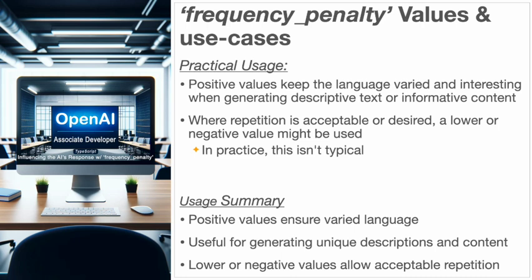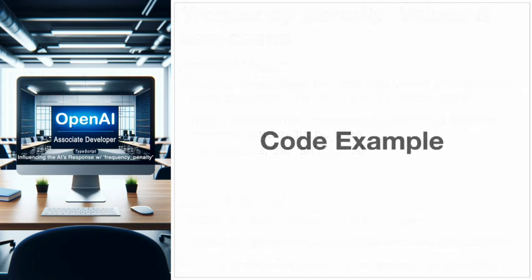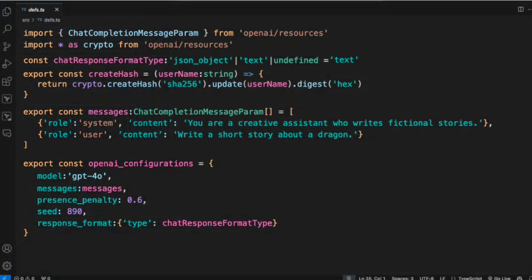Let's take a look at how to incorporate the frequency penalty property into our OpenAI configuration object. Back in our defs file, we will first remove the presence penalty and then add the frequency penalty property. This is to avoid any conflicts between the two. Now set the frequency penalty to 0.6. This value encourages the AI to use a broader range of vocabulary, reducing the repetition of tokens within the response, resulting in more varied and engaging outputs.